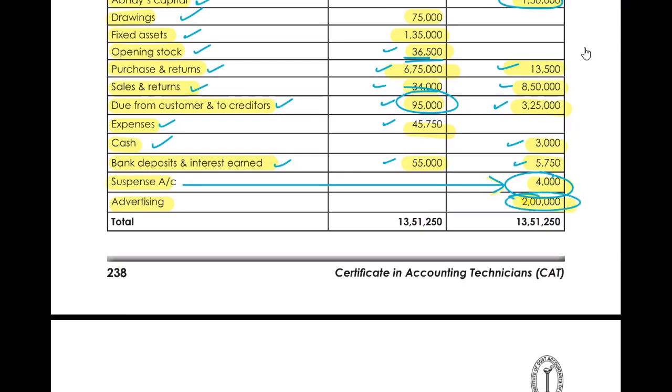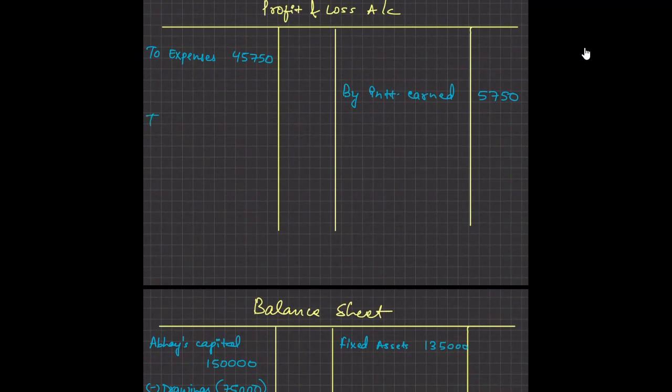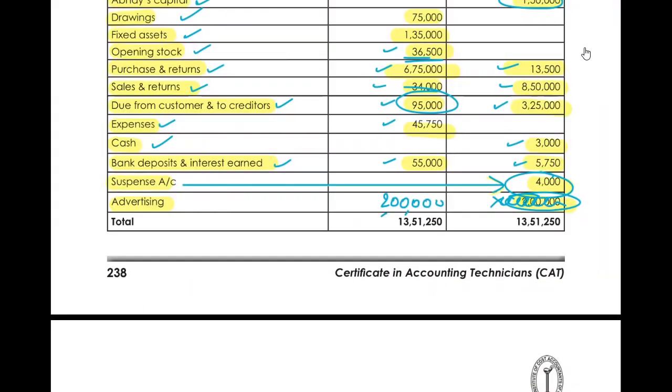I think there is some mistake. There is a misprint in this. Do not consider it in this column. Consider it in the debit column because your total won't match. Okay, just make that correction. It is not on the credit column, but in the debit column. So this will be your expenses of 2 lakh. So it will go to the P&L. So that was your advertising. Okay. So we have done every single possible effect from the trial balance.